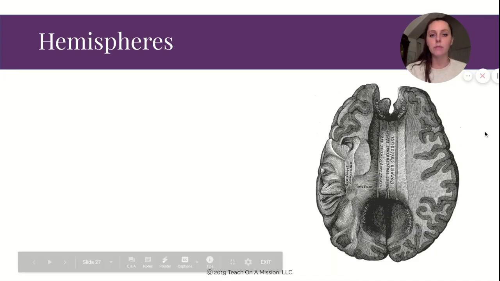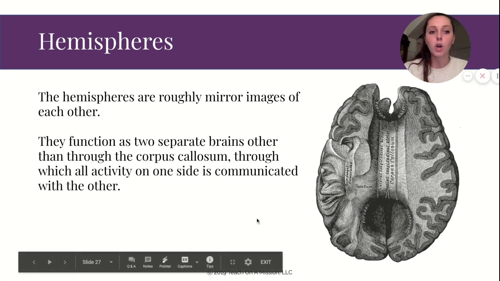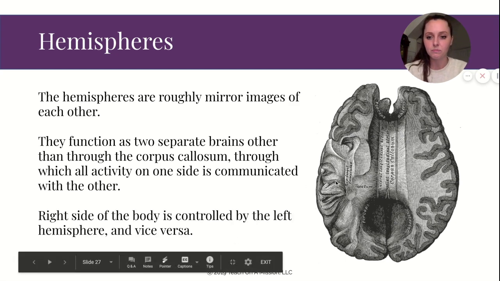Okay, how many hemispheres do you have in your brain? You have 2, and they're roughly mirror images of each other. They're very symmetrical. They're the same shape. However, we're going to see that they do 2 different things. So both of your hemispheres can potentially function as 2 separate brains if your corpus callosum is cut. However, most of us don't have a cut corpus callosum, so activity is able to be communicated from one hemisphere to the other and vice versa.